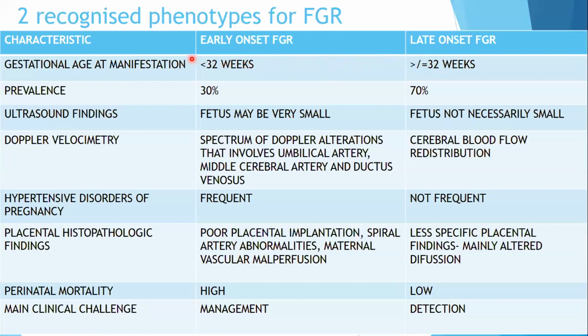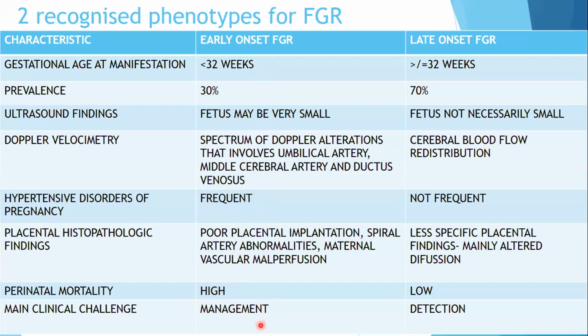But why it's important to highlight this is because their characteristics are also different. In terms of manifestation, if it's early onset fetal growth restriction, it begins earlier than 32 weeks. But the prevalence also is less, that is, it's 30%. And then the ultrasound findings, usually these babies are very small. And then with the Doppler velocimetry, you'll find that there are derangements in all the Dopplers, or there may initially be some Dopplers which are deranged, but as you continue monitoring the pregnancy, all of them may become involved in the derangements. And in these patients, often the mothers are hypertensive. And also, we've noticed that the perinatal mortality is often high for these babies.